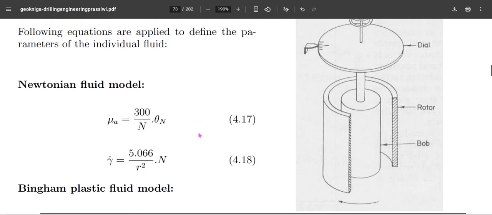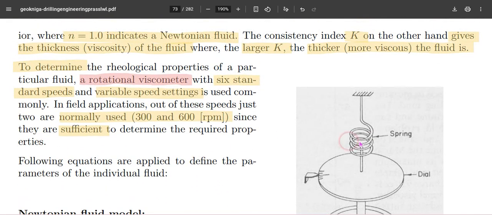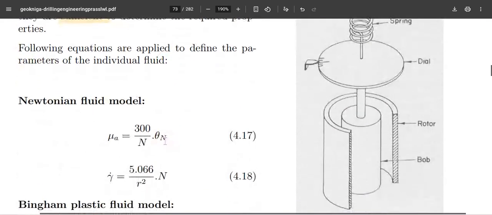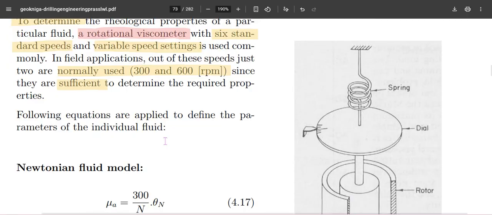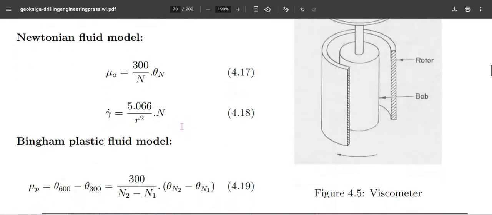For example, any standard viscometer can have 6 standard speeds, and those speeds can be varied. Based on the different speeds there will be a different dial reading for the particular fluid model. Once those readings are recorded, we can compute the viscosity and rheological properties. But normally for a drilling mud, two standardized readings, 300 and 600 rpm, are sufficient to determine the required rheological properties.